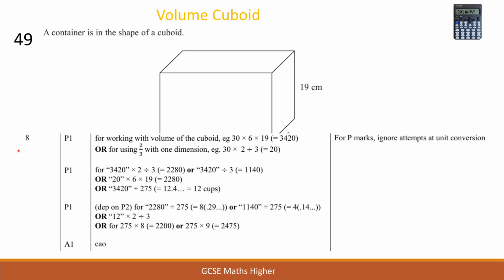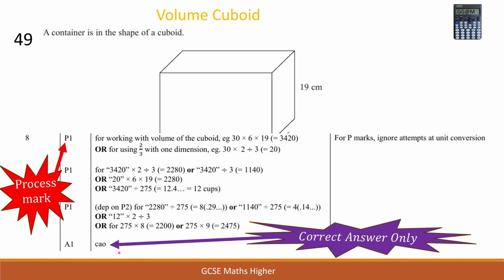The mark scheme says the answer is 8. P1 is a process mark, so these are the method marks to get to the answer. The CAO means correct answer only.